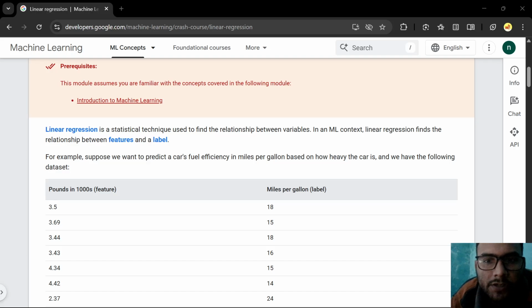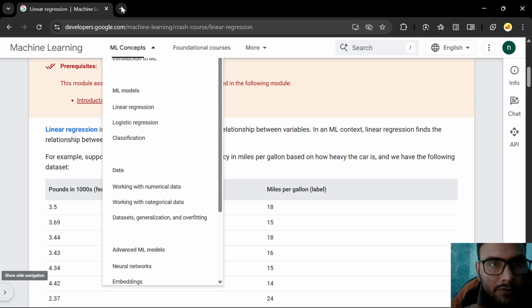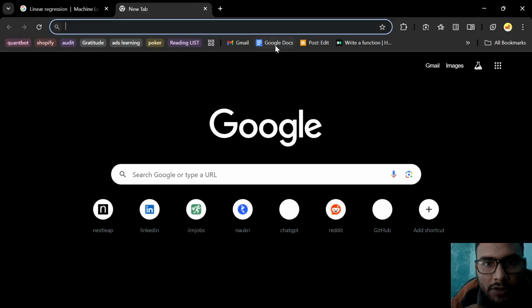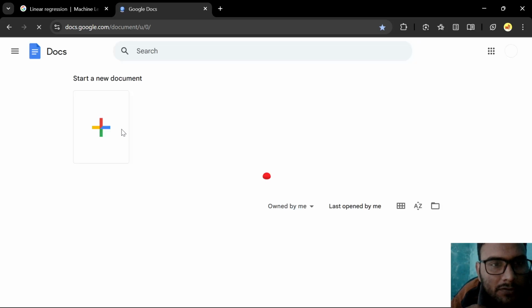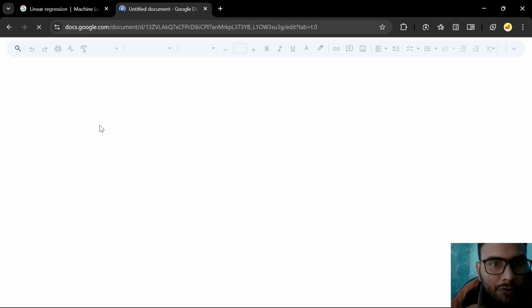Hi everyone. So yesterday we saw up to linear regression. So today let us see more on linear regression. It is a statistical technique to find the relationship between variables. So in the ML context, this is between features and labels. So let me pick up a Google document, then we can explain it more clearly.